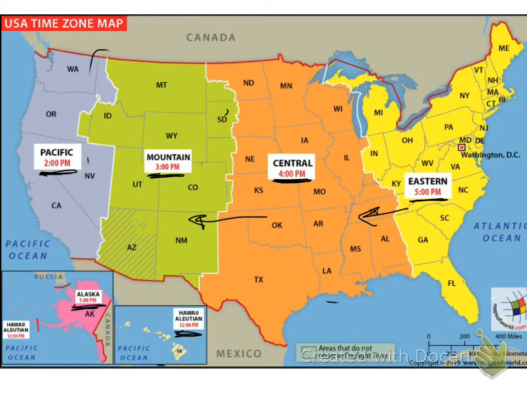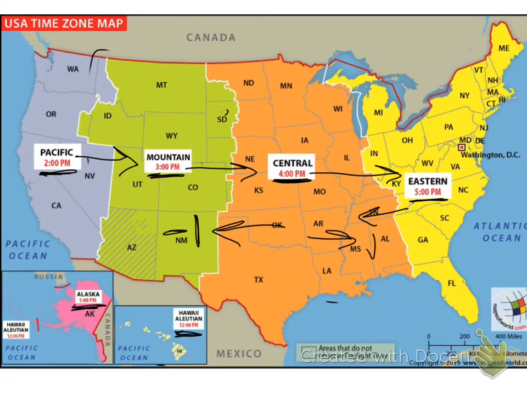Okay. If we move to the right, we go 1 hour later. So if it's 2 o'clock p.m. in Pacific and we move to the right, it's 3 o'clock in Mountain, 4 o'clock in Central, and 5 o'clock in Eastern. So moving to the left, we subtract 1. Moving to the right, we add 1.